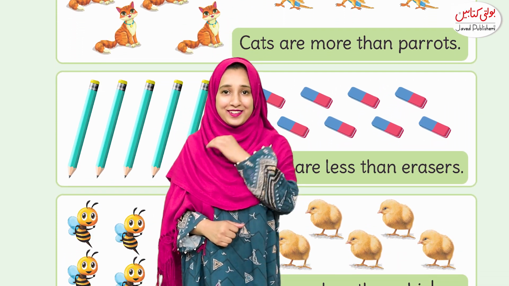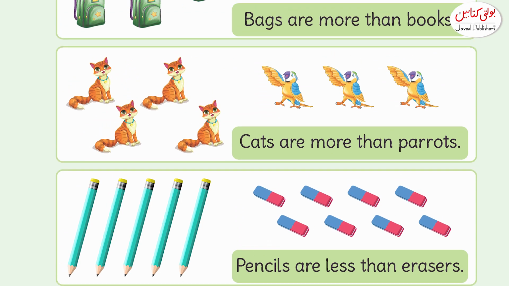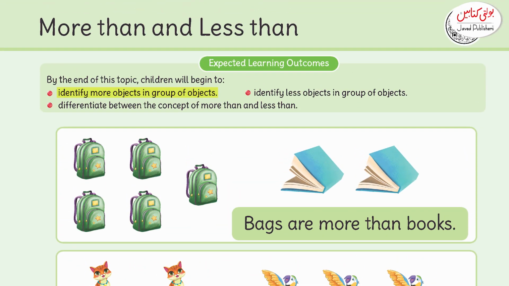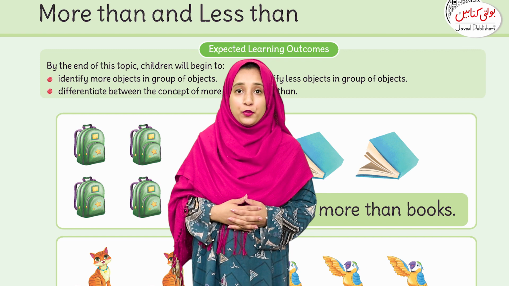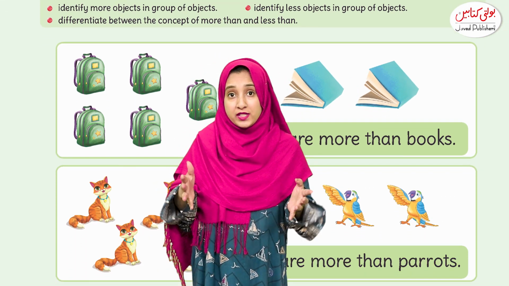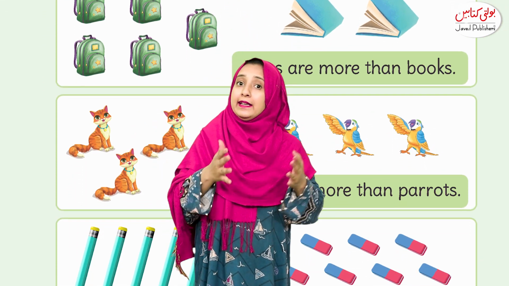So चलिए start करते हैं. So the SLOs of today's topic are identify more objects in groups of objects, differentiate between the concept of more than and less than, identify less objects in group of objects. Page number 34. Today we will discuss about the concept of more than and less than.